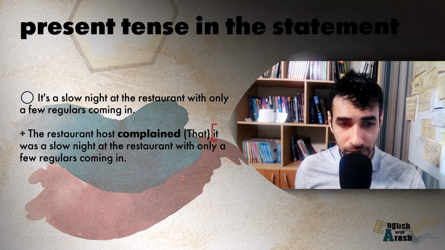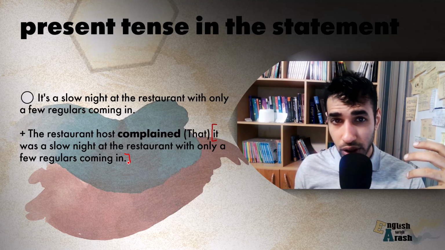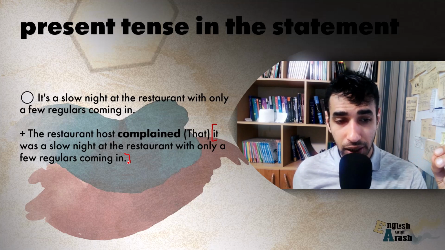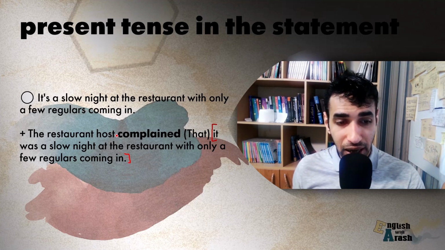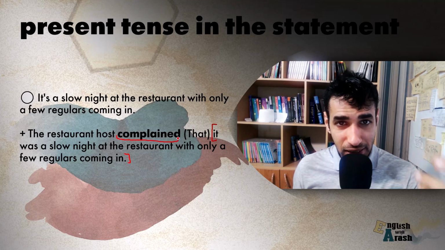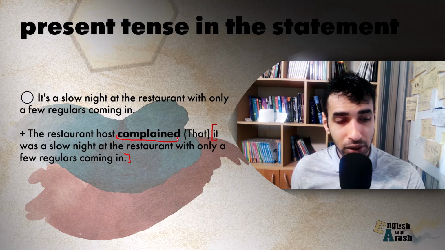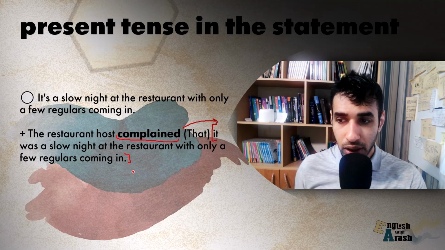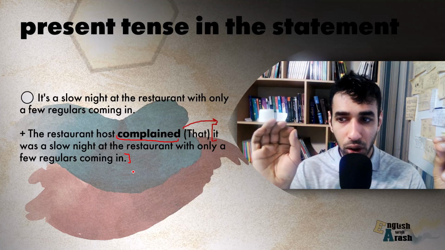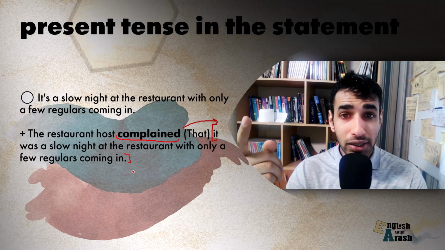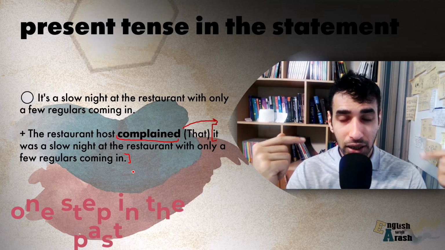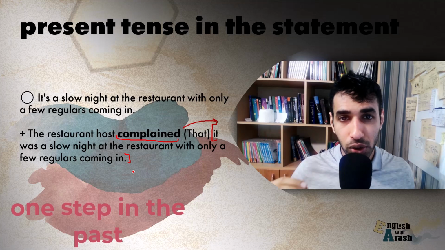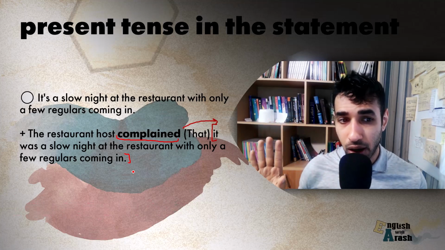It was a slow night at the restaurant with only a few regulars coming in. Now it's a noun clause. And the verb complained is our reporting verb. So this reporting verb is reporting something that is a noun clause. The tense in the noun clause usually changes to a tense one step in the past. It changes to a tense one step in the past.